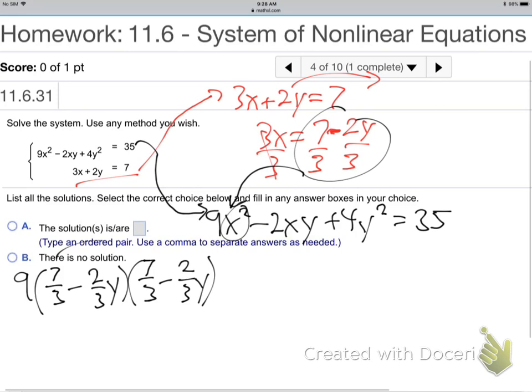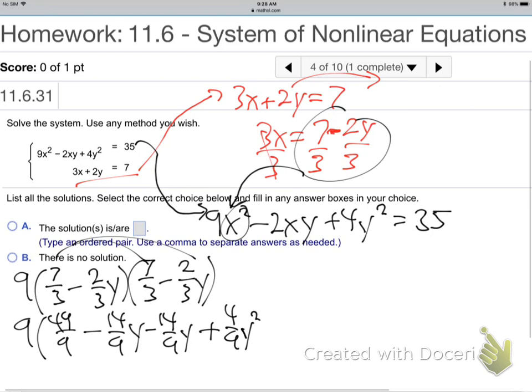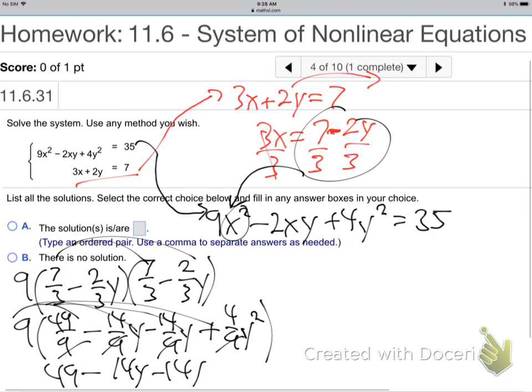Let me just finish this one before I go further. This will be 49/9 minus 14 ninths y, minus another 14 ninths y, plus 4 ninths y squared, and then the 9 will go boom, boom, boom, boom, and just cancel all these guys out. So in the end, we'll just have 49 minus 14y minus 14y plus 4y squared. No more fractions. So that one will do okay in the end, but the middle will not do that.